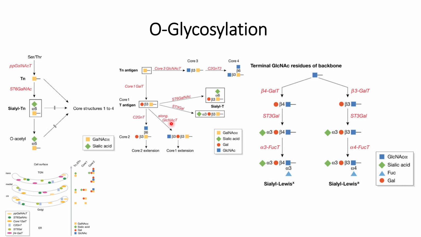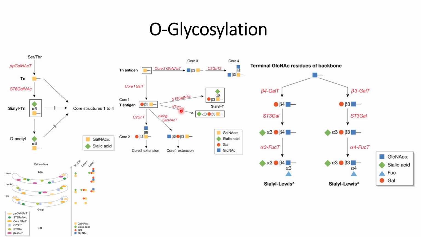And if the GlcNAc is attached to the galactose, then it is the core 1 extension. The core 2 structures contain galactose and GlcNAc both attached to the galNAc, whereas in the core 1 structures galactose is attached to the galNAc and the GlcNAc is attached to the galactose. This is the core 1 extension, and this is the core 2 extension that will carry forward.